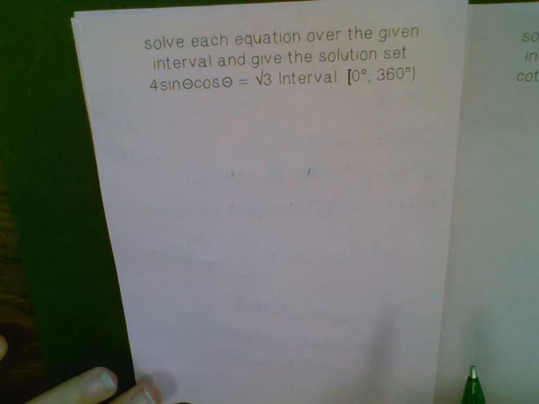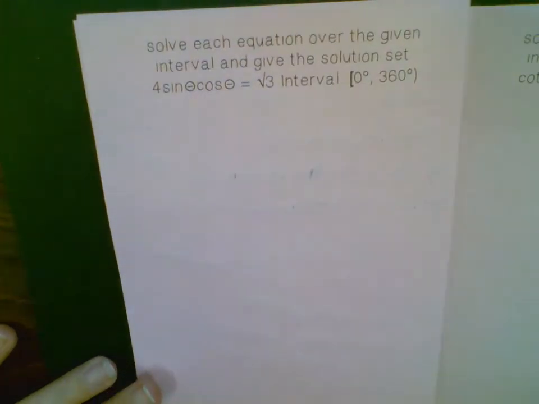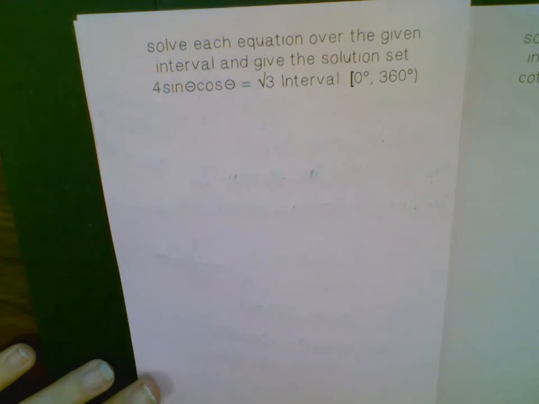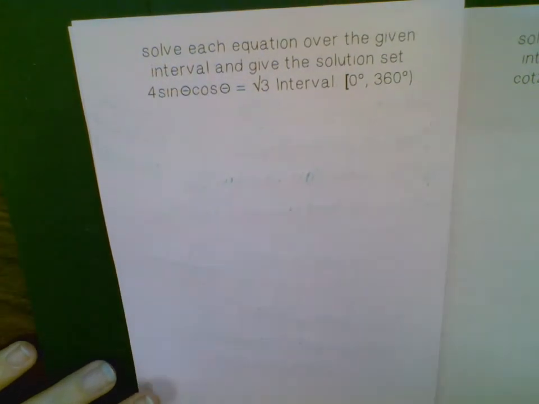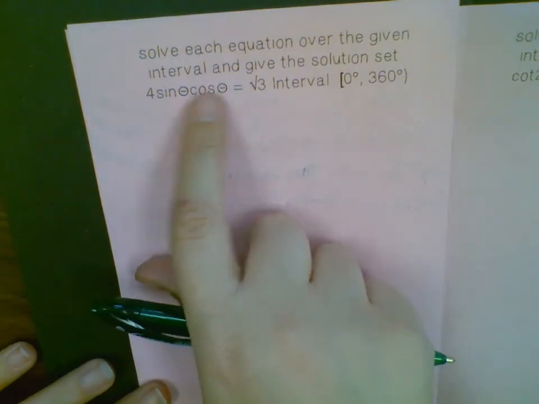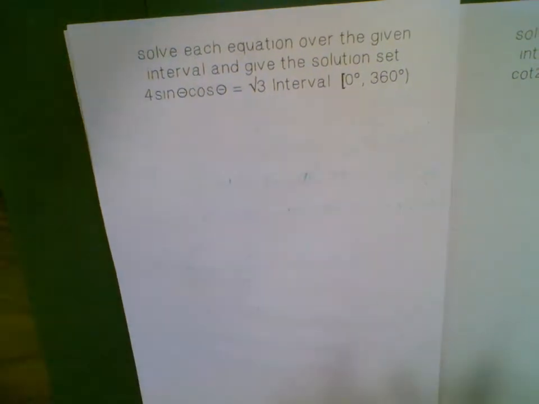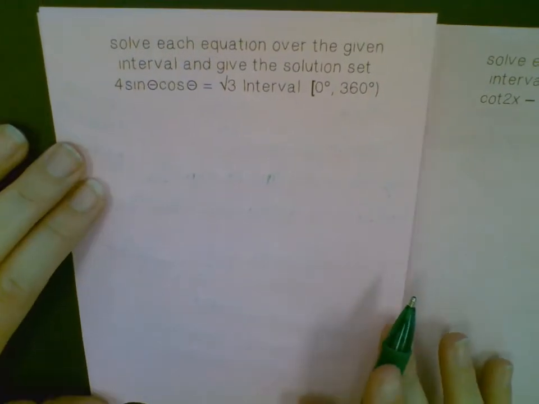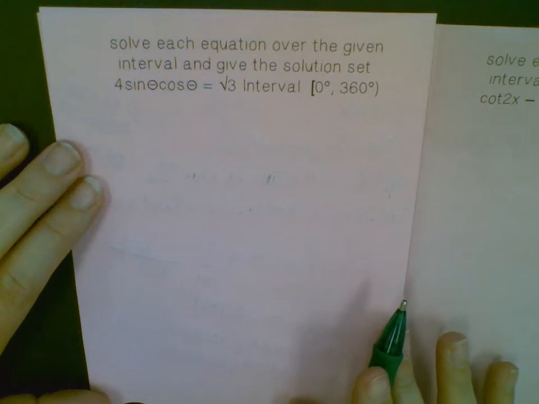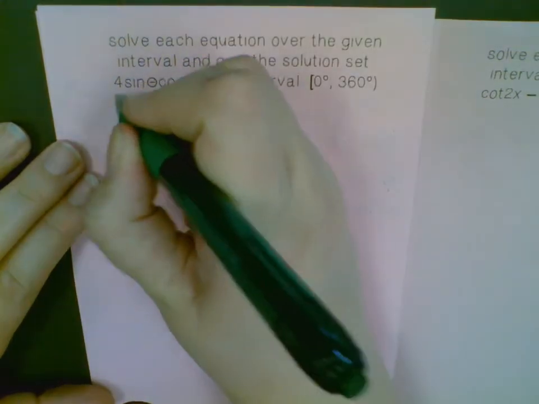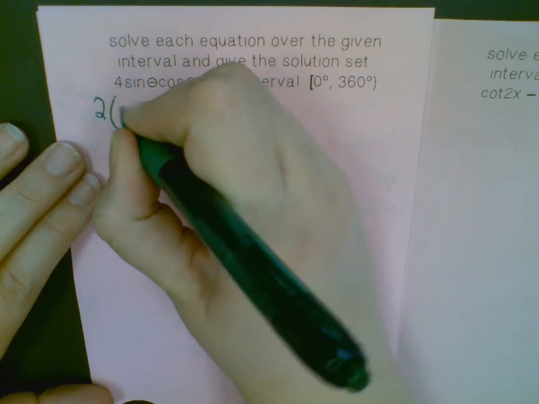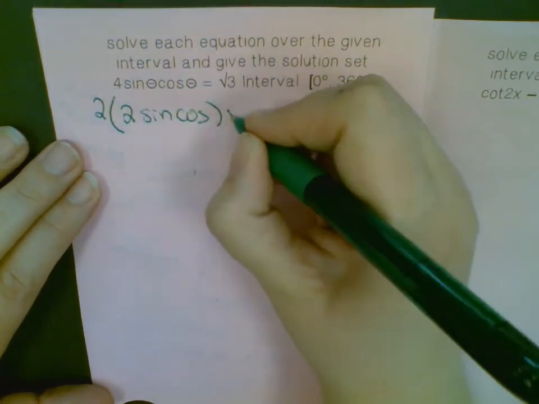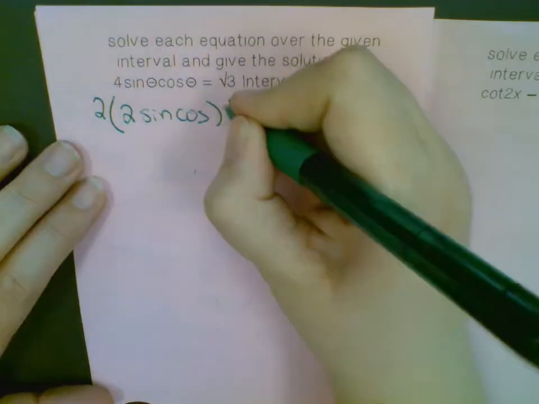So when we look at this, we have sines and cosines again. Neither of them are squared, so we can't use the Pythagorean identities. But does this look like one of our identities that we have? Very good if you said the double angle identity. But the double angle identity says 2 sine cosine. So I'm going to break up that 4 into 2 times 2, because now we'll have our 2 sine cosine, and we can use our double angle identity.